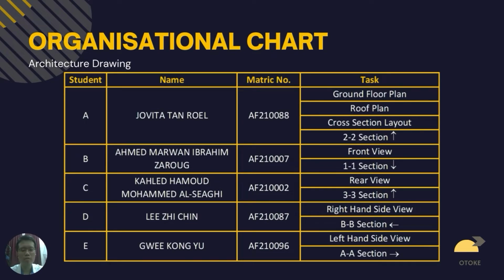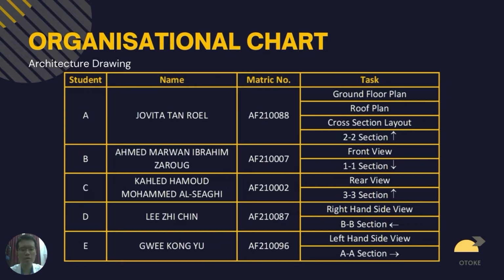Student B, who is Amel Mawan, with matric number AF210007, has the task of front view and 1 section in the outward direction. Student C, who is Khalid Hammer, with matric number AF210002, has the task of rear view and 3 section outward direction. Student D, who is me, Zijin, with matric number AF210087, has the task of right hand side view and BB section for the left hand side direction.